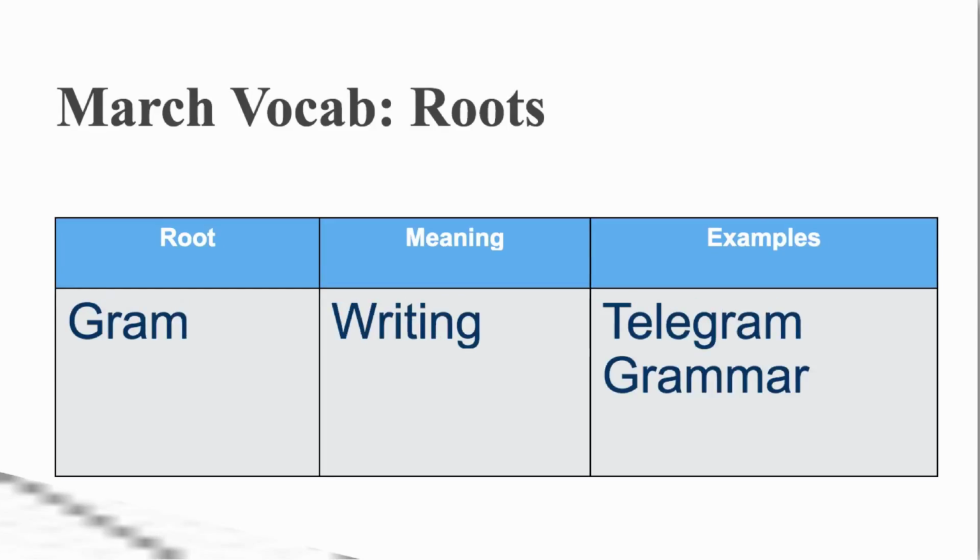Next is gram. Gram means writing. So for example, telegram is writing that goes across a space. Grammar would be our rules of writing.